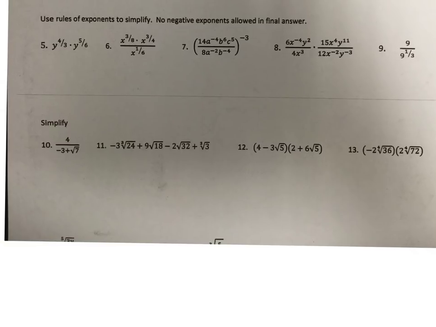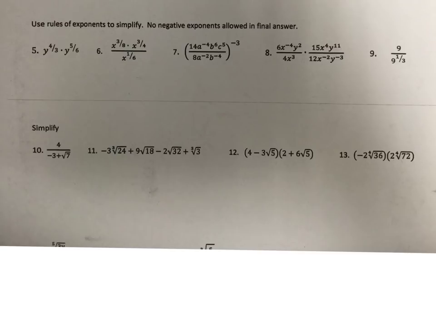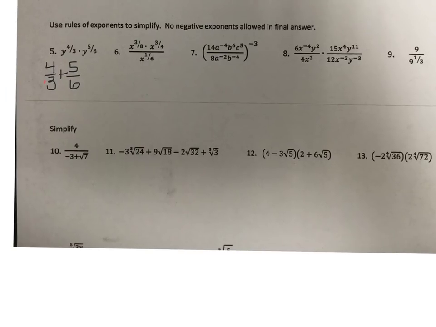And in order to add 4/3 plus 5/6, we need a common denominator. The common denominator here would be 6, so I'm going to multiply the 4/3 by 2 on top and 2 on the bottom. So we get 8/6 plus 5/6 equals 13/6. Now that's not my answer, that's my exponent. So y to the 13/6 power is my final answer.